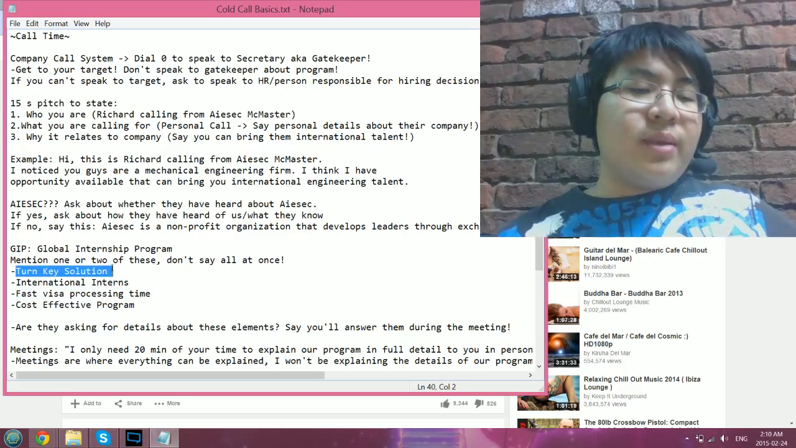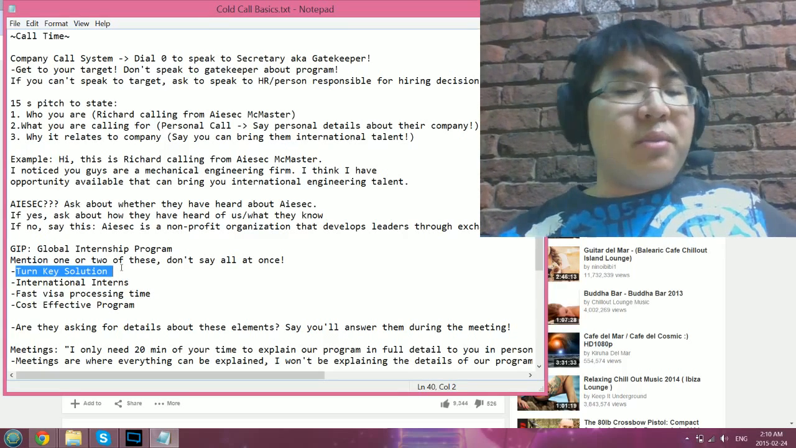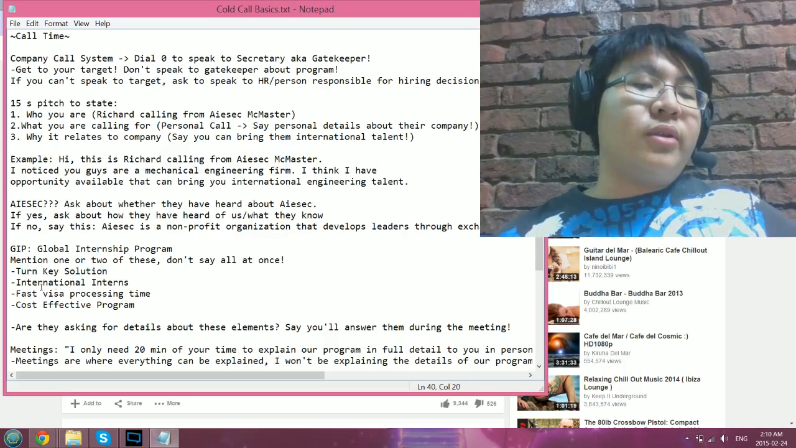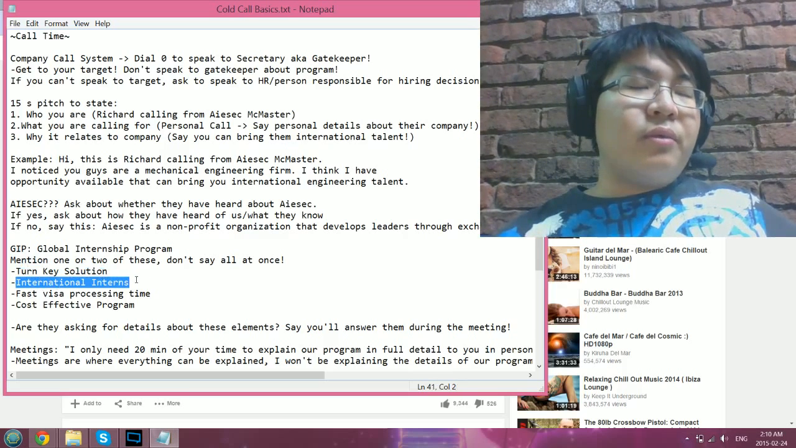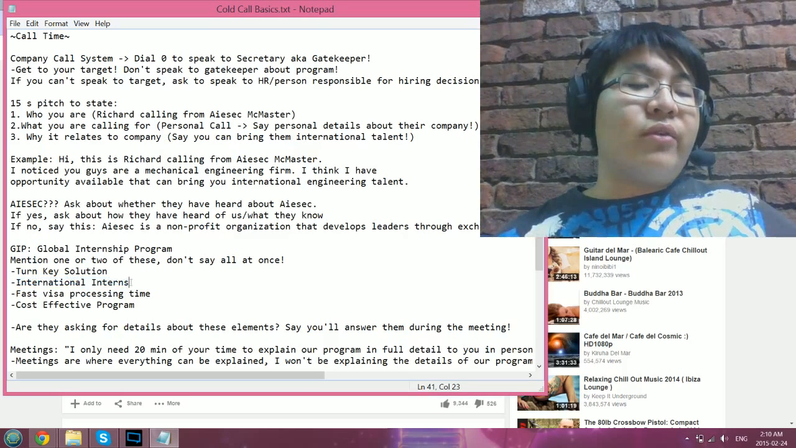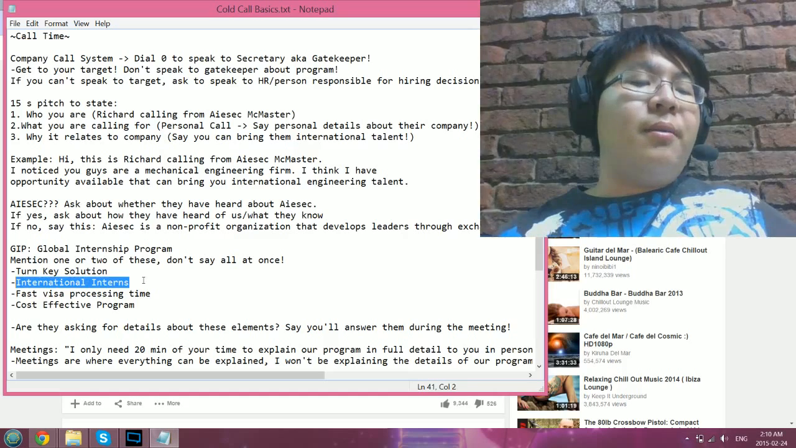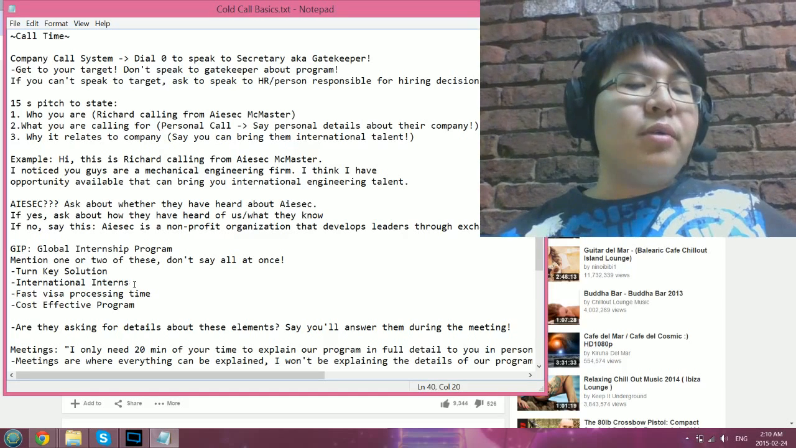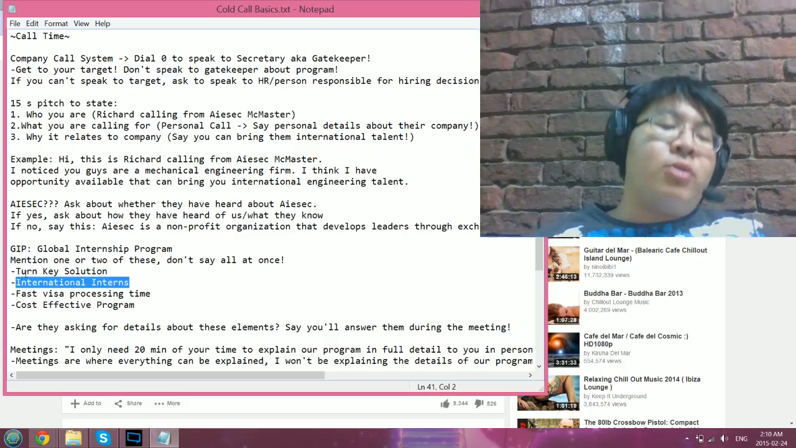Turnkey solution basically means that we do all the work for the company, and the company does minimal work. That's really all there is for a turnkey solution. International interns: because we work in 126 countries, we can basically have interns from over 126 countries work for the company. The only catch is that we can't have any interns from Canada. It's only international interns, no local.